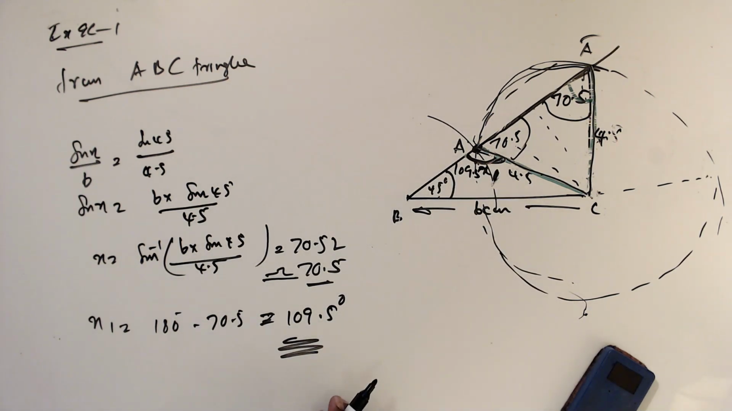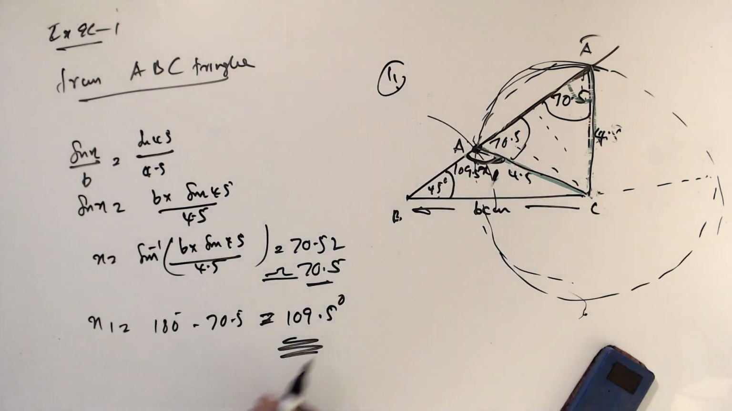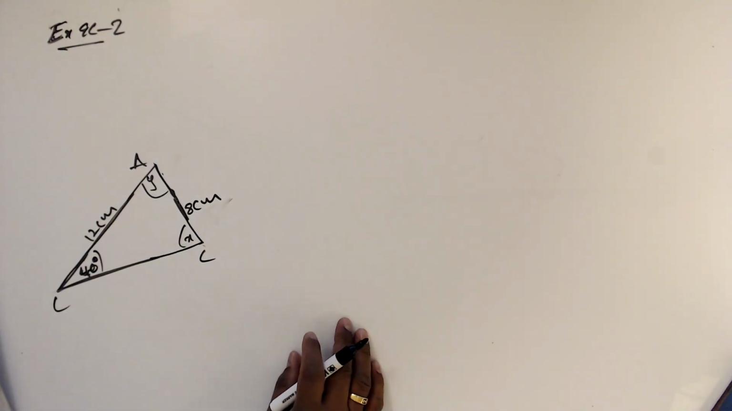Those are the two possibilities. So this is going to be the part 2. So this is the diagram. If you draw the diagram first, you can understand the scenario. Question number 2.